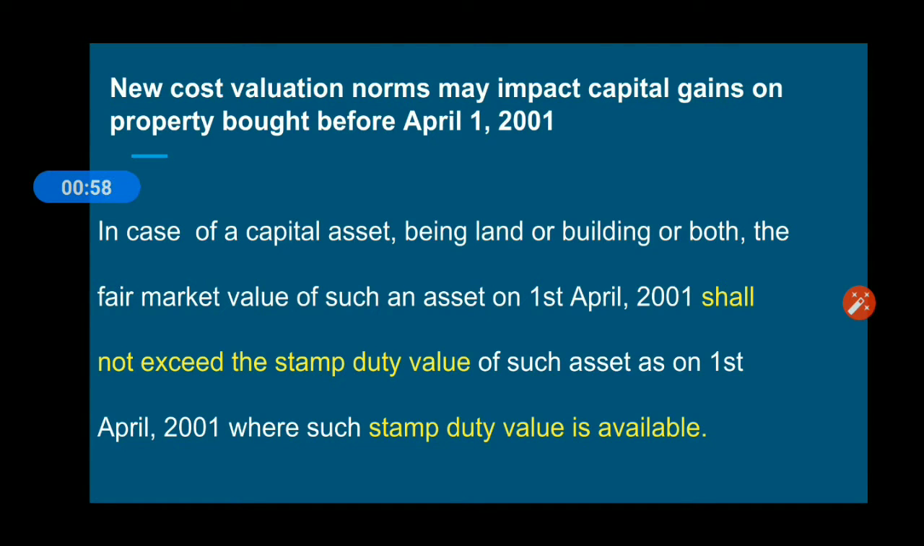But now, as per the new changes brought in the Finance Bill 2020, it is said in case of any capital asset being land or building or both, the fair market value of such asset as on 1st April 2001 shall not exceed the stamp value of such asset as on 1st April 2001 if such stamp value is available. Friends, as per this, if the stamp value is available as on 1st April 2001, then the fair market value as on 2001 cannot exceed such stamp value. So you have to take this stamp value if the fair market value is more than this.